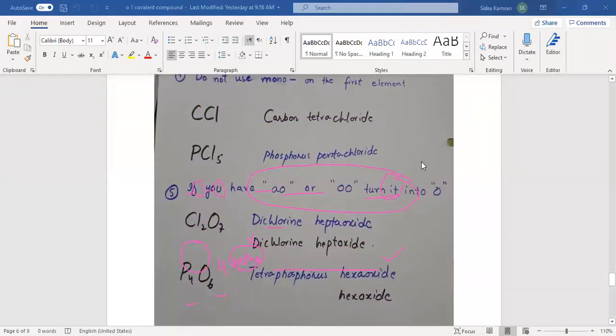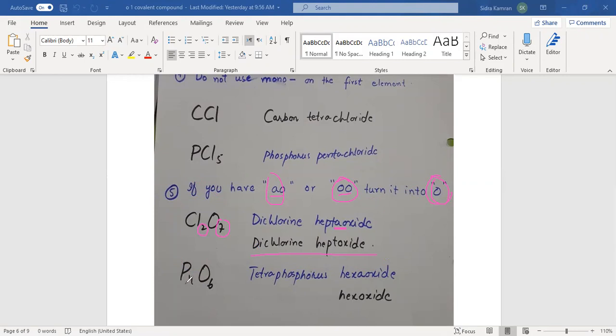Next, another rule: if you have OA or OO, then turn it into O. What does it mean? Look here, Cl2O7, which is dichlorine heptoxide. Di for 2 chlorine atoms, it's a prefix. For 7, the prefix is hepta, so heptoxide. Here you can see O and A written side by side. And in the rule, it is written that if O and A or OO are written side by side, then you have to change it into O. So you have to write the name like this: dichlorine heptoxide. Hepta, not hepta-oxide, it's heptoxide. Dichlorine heptoxide. Clear?